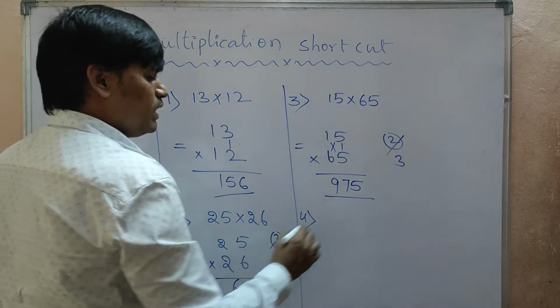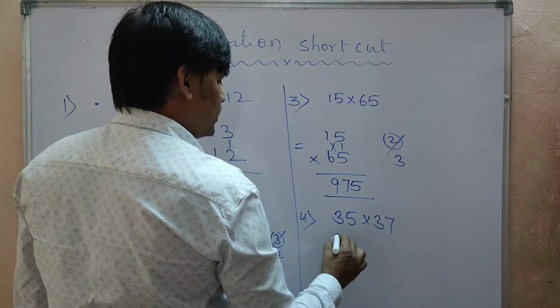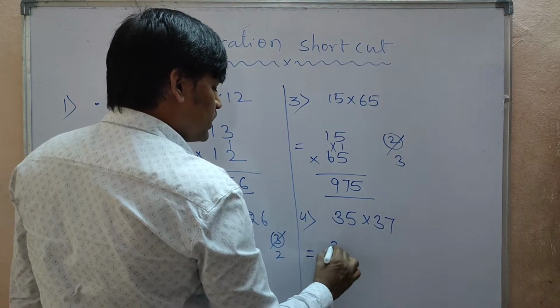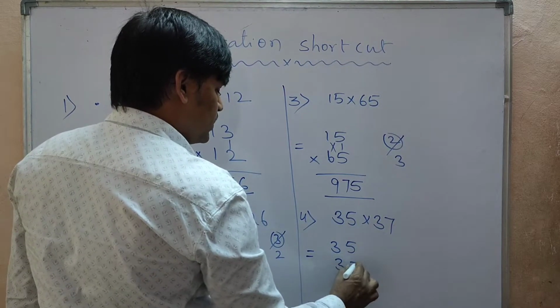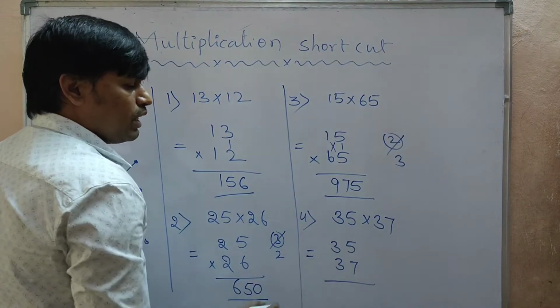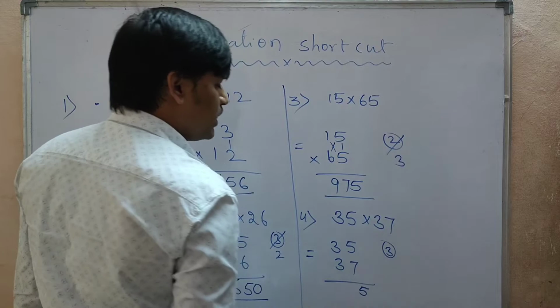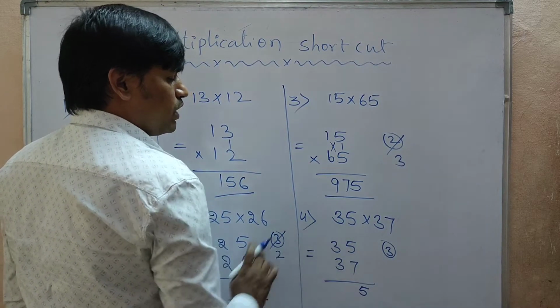Now I am taking your fourth one. The fourth one is 35 into 37, equal to how much? You can observe here, 5 7s are 35 only. That's why I am taking 5 here, and 3 as carry here. Next, 7 3s are 21.